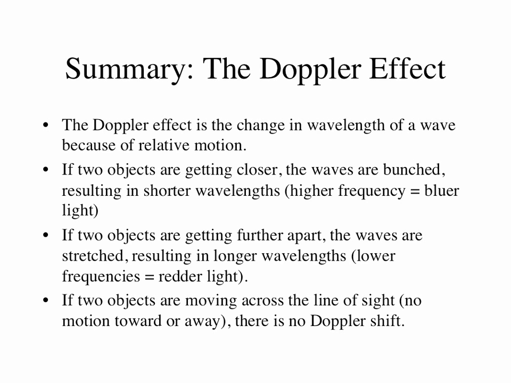If the two objects are getting closer, the waves are bunched together, which means we have shorter wavelengths and a higher frequency, which means bluer light or a blue shift. If the two objects are getting further apart, the waves get stretched, which results in longer wavelengths, which means lower frequencies, which we call a redshift. And if an object is moving across the line of sight, then there is no Doppler shift.